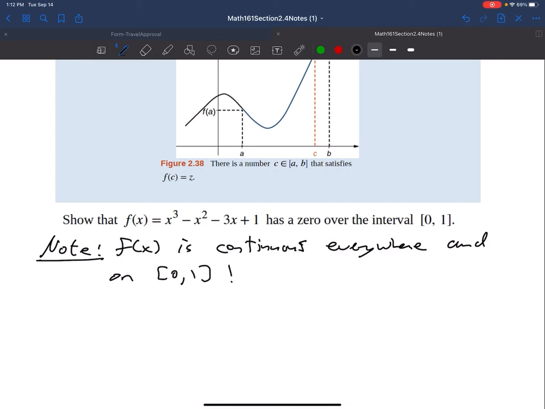So we basically want to show that f of something between 0 and 1 is going to equal 0. What it means for a function to have a 0 is that there's some value we can put into the function that gets us an output of 0. That's what it means for it to have a 0. So we want to show that f of c is equal to 0 when c is in the interval 0 to 1.